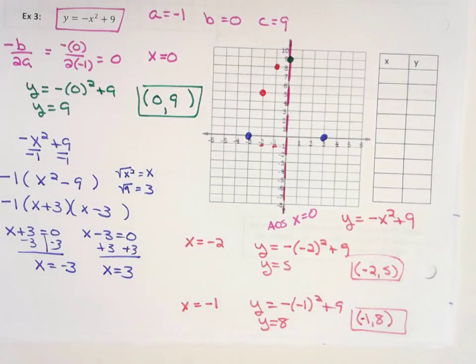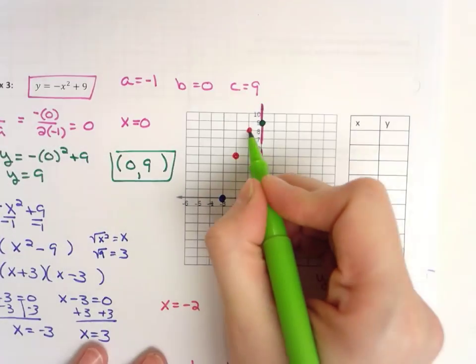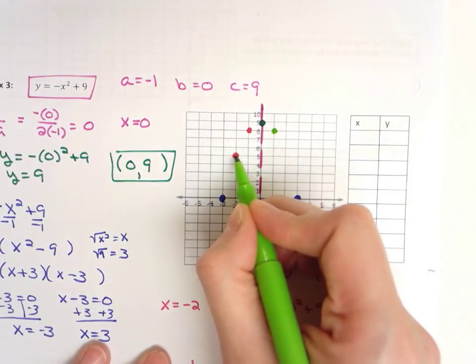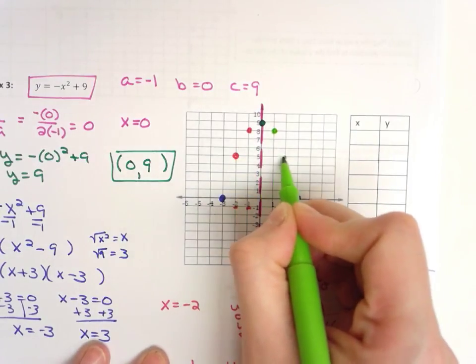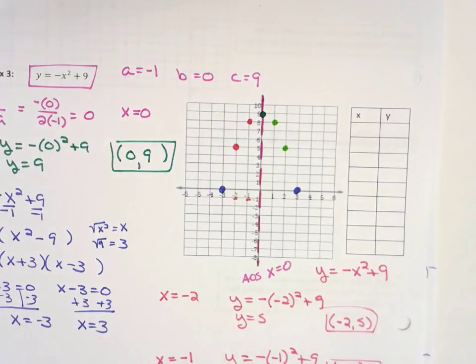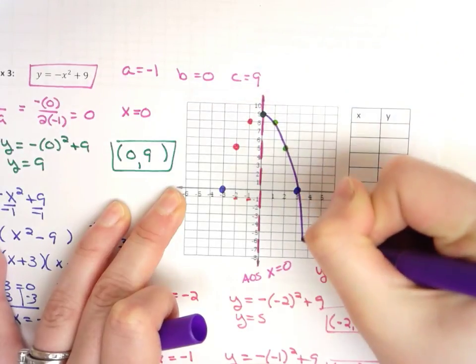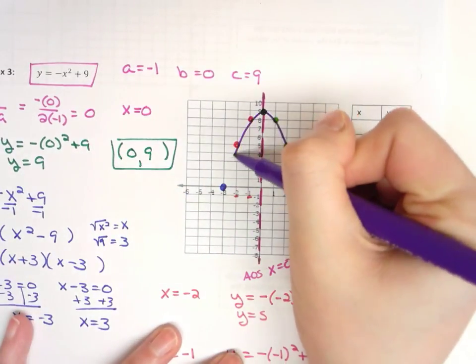Instead of plugging in more x values, now we can just reflect those points across the axis of symmetry. There's 1 to the left and 1 to the right. 1, 2, 1, 2, put a point there. And now I've got enough of my picture that I can connect my points of my parabola with a curved line.